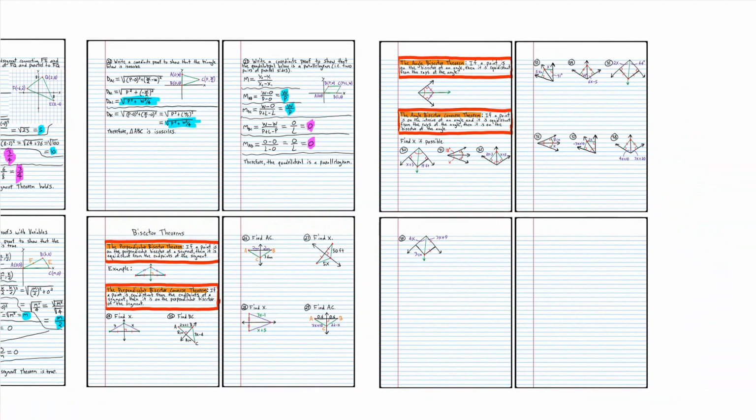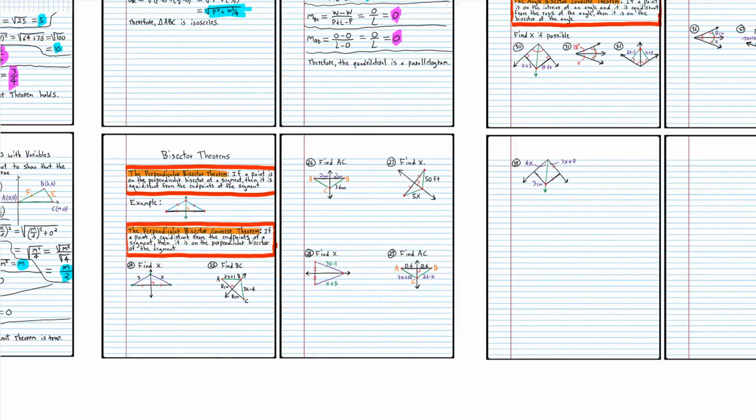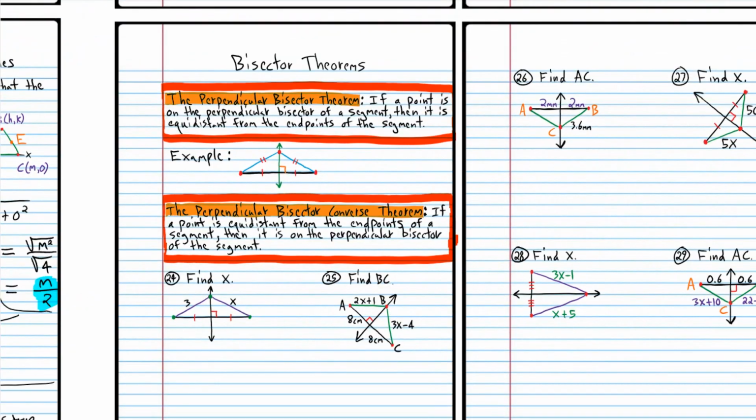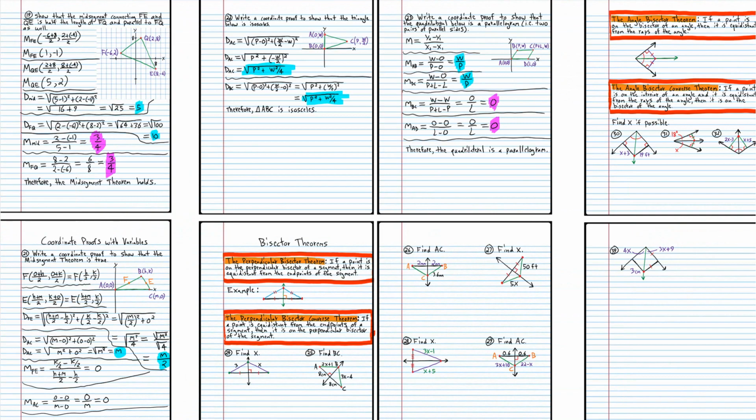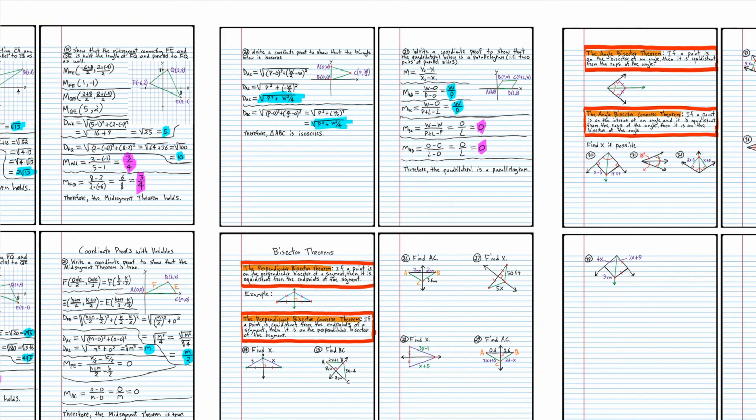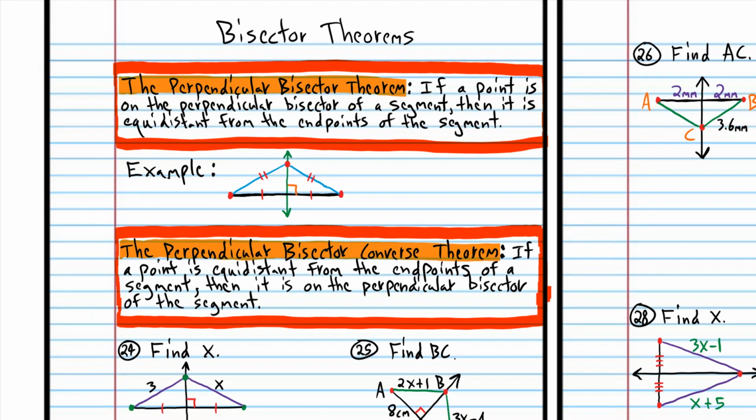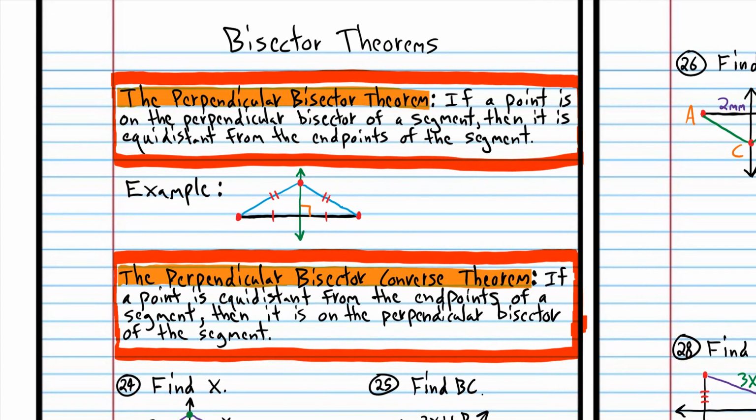All right, so we have a few more things to do here. Bisector theorems, but it's not going to be too difficult to finish this stuff out. We need to learn the perpendicular bisector theorem. These theorems are not a huge part of the curriculum, but we need them to show that other proofs are true. If a point is on the perpendicular bisector of a segment, then it is equidistant from the endpoints of the segment. So what in the world does that mean?